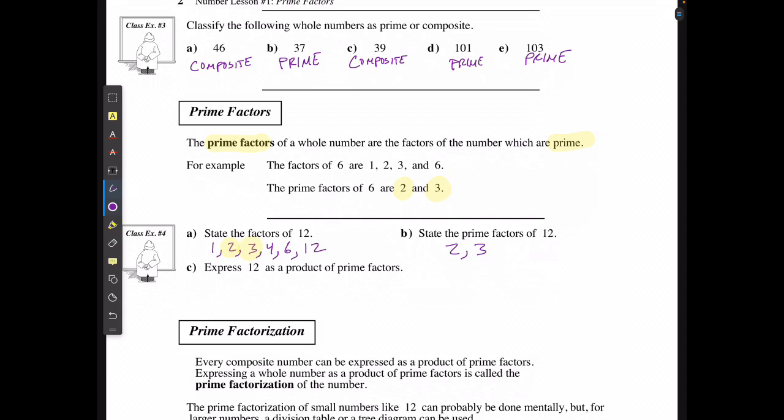Well, if I'm expressing 12 as a product of prime factors, I'm saying what combinations of 2 and 3 would I have to multiply together to make 12? And I see that 12 is the same as if I took 2 times 2 times 3. We'd refer to this as the prime factorization, which means that we're taking a number and stating it as a multiplication just of prime factors.